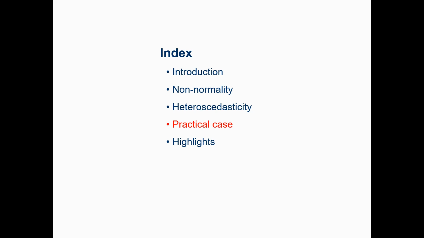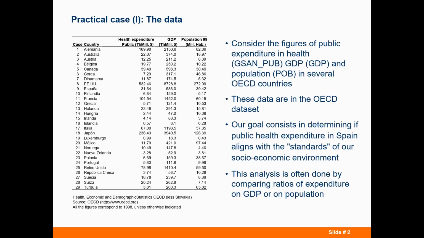Now I will explain the practical case about heteroscedasticity and non-normality. To this end, I will use some slides which are also available in the PDF file with live Gretl screens. Consider the figures of public expenditure in health, GDP, and population in a sample of OECD countries. This data is in the OECD dataset that you can download from the virtual campus.